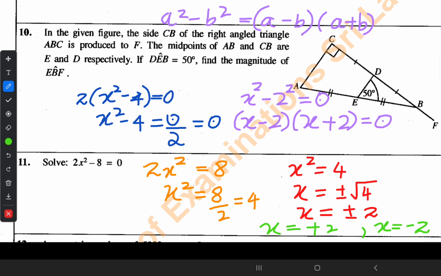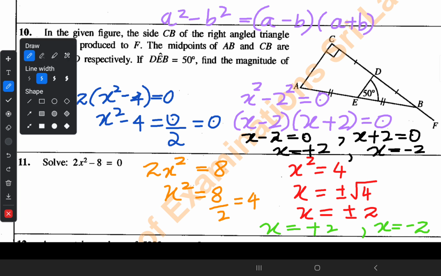Then finally, when you solve x − 2 equals 0, I'll write it over here, x − 2 = 0. When you solve that, x would be equal to positive 2. If you solve the second one, x + 2 equals 0, that will give you x as negative 2. These are the solutions for x.